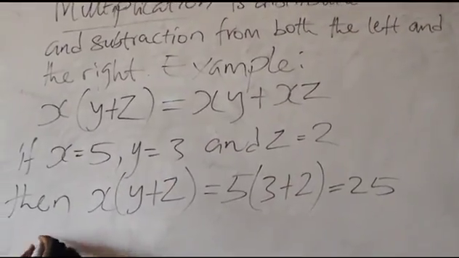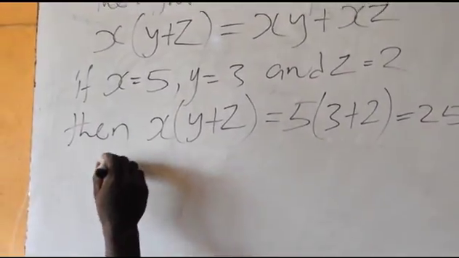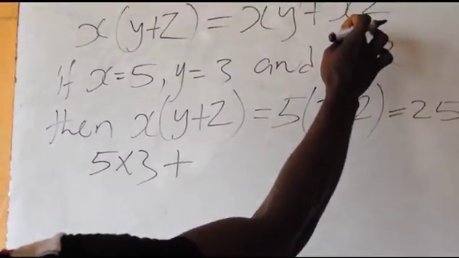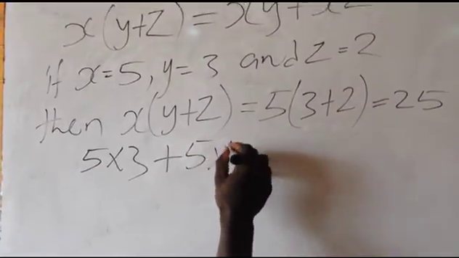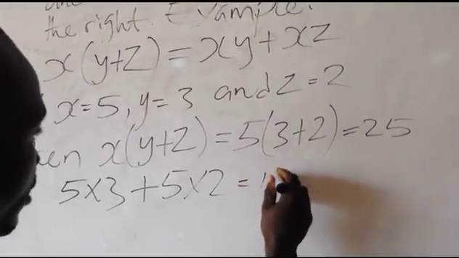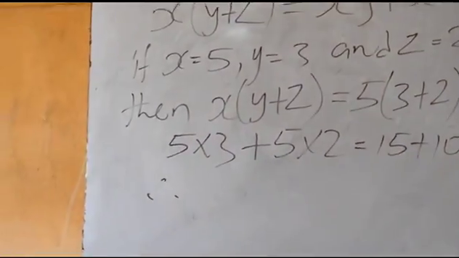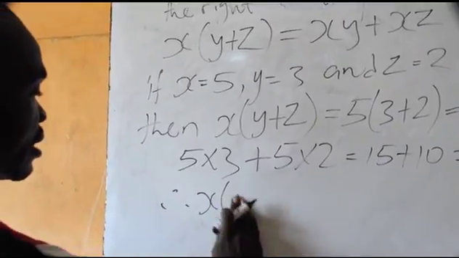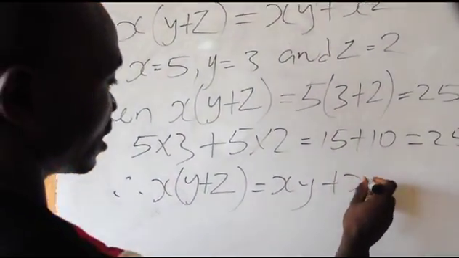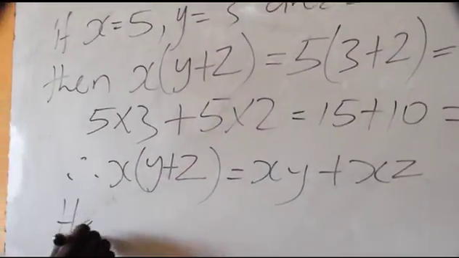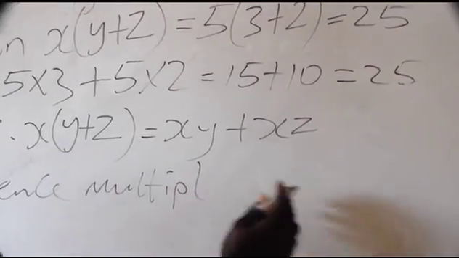Our x is 5 and our y is 3. So 5 times 3 is 15. That's 5 times 3 plus 5 times 2. So we have 5 times 3, 15, plus 5 times 2, 10. That is equal to 25. So therefore x times (y plus z) is equal to x times y plus x times z. So hence, multiplication is distributed over addition from the left hand side.